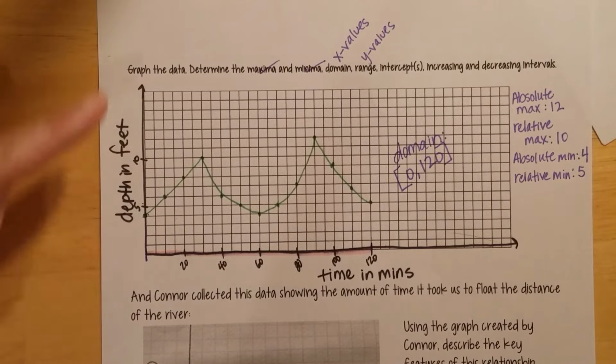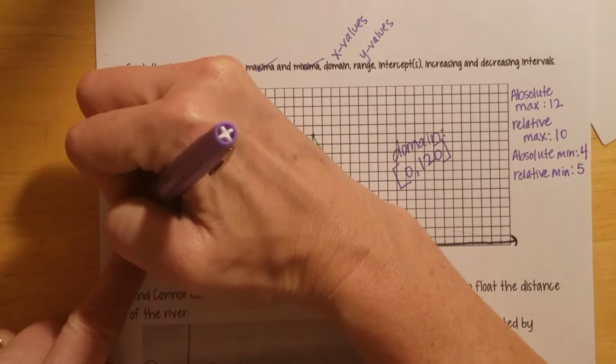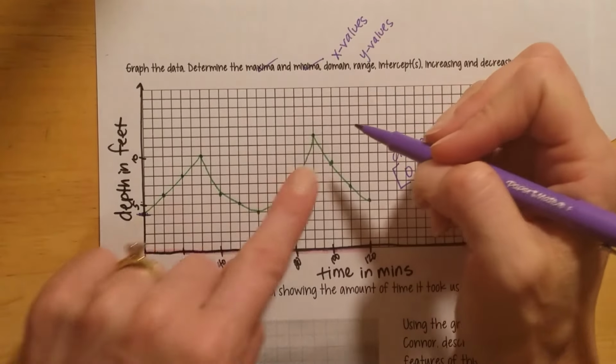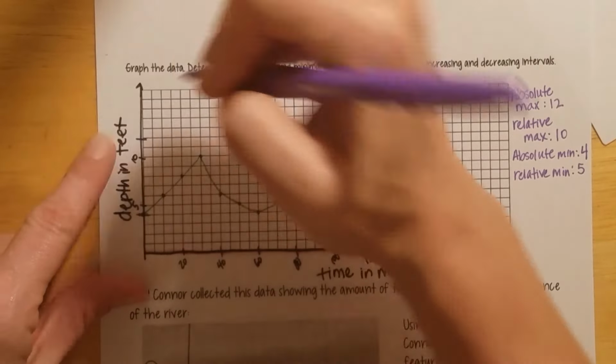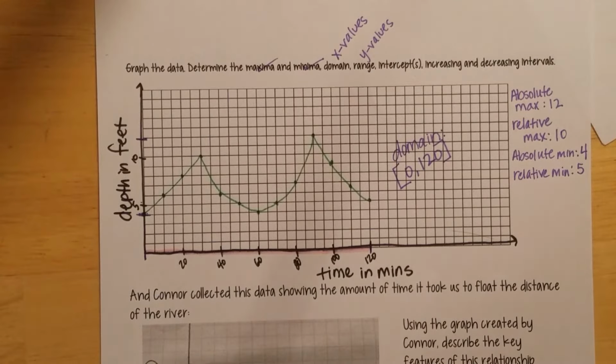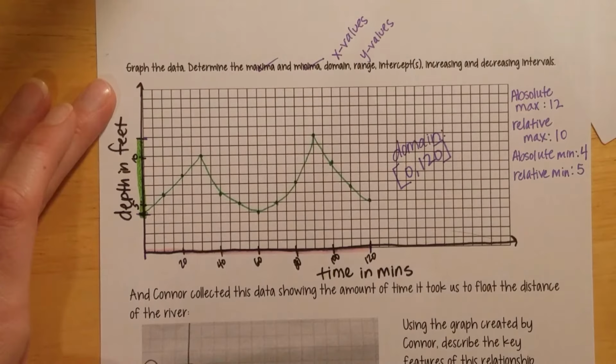My range goes on my y values right here, and I'm going to do the same kind of thing. I'm going to go from my lowest point on my graph, which is at 4 right there, and I'm going to go to my highest point on my graph, which is at 12, which is right here, and I'm going to color that in. I'm going to use green this time, and that is my range.